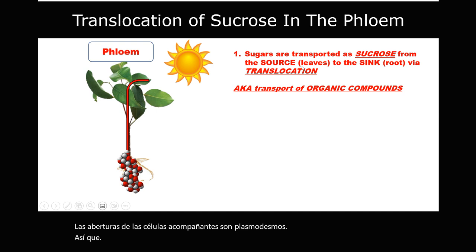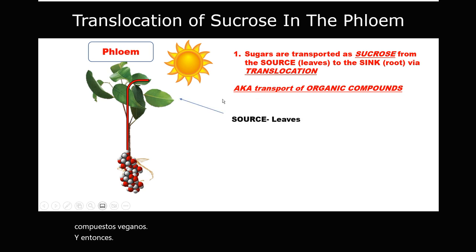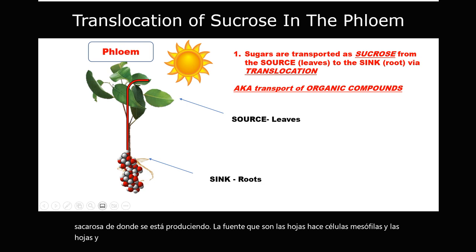So phloem is moving the food, right? And we're calling that process translocation. I'm moving locations. And so this is also referred to as the transport of organic compounds. And so what we're doing is we're moving those organic compounds, or specifically sucrose, from where it is being produced, the source, which is the leaves, those mesophyll cells in the leaves, and it's being translocated to different parts of the plant, known as the sink.